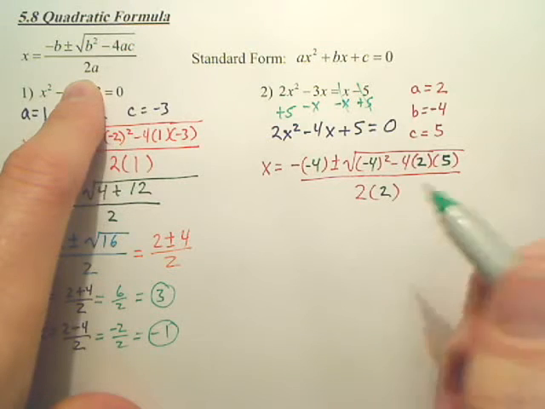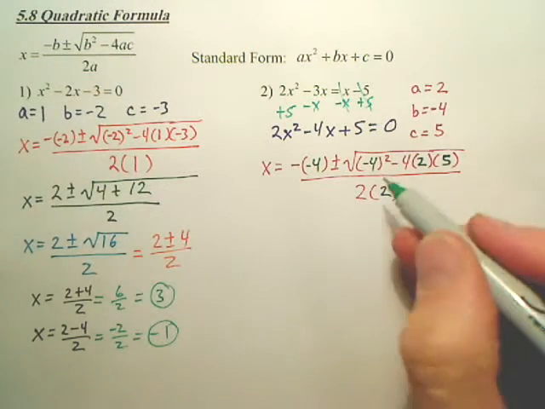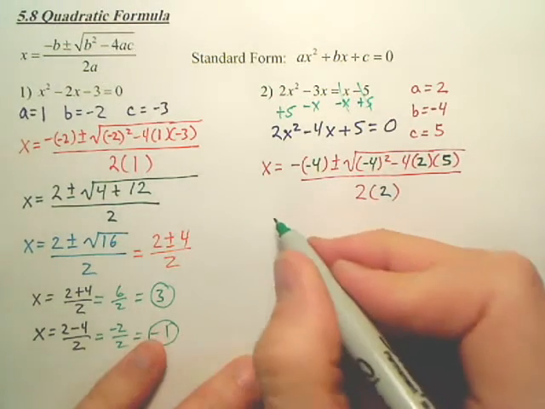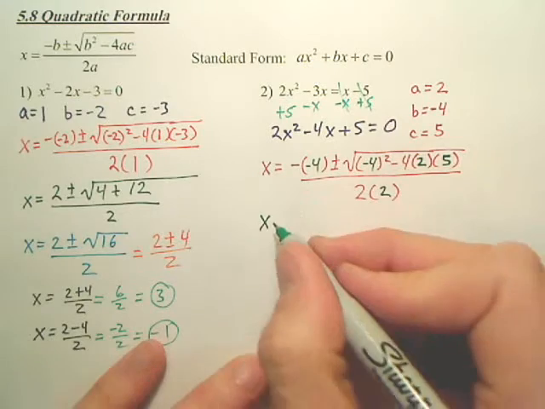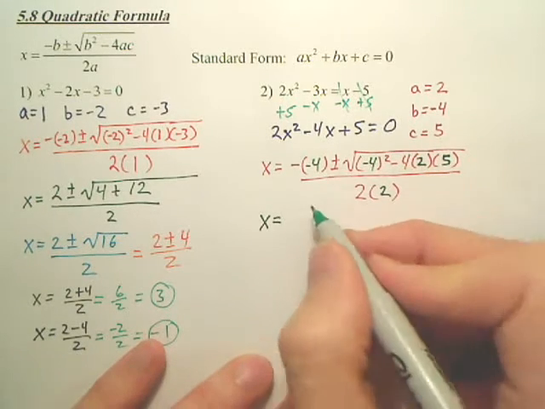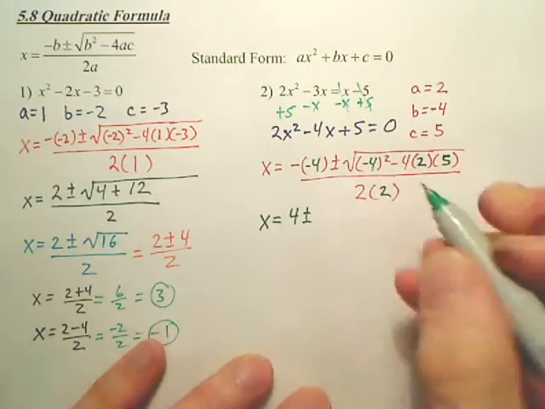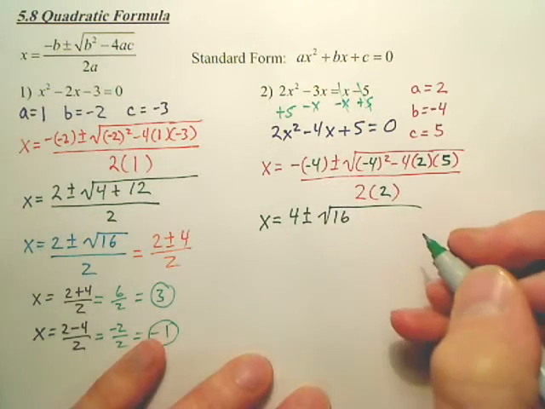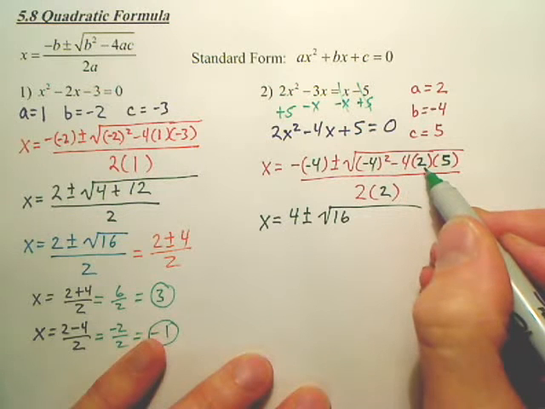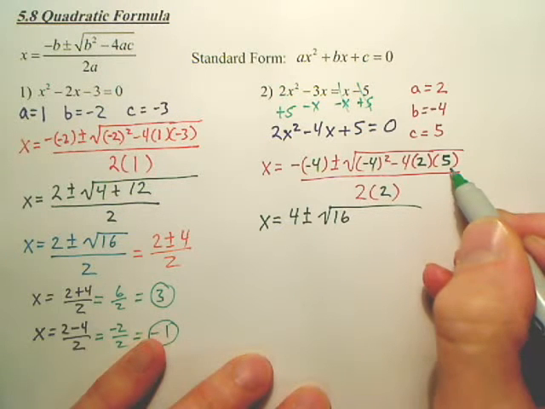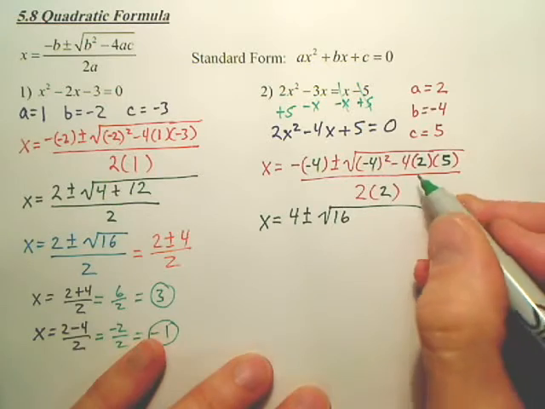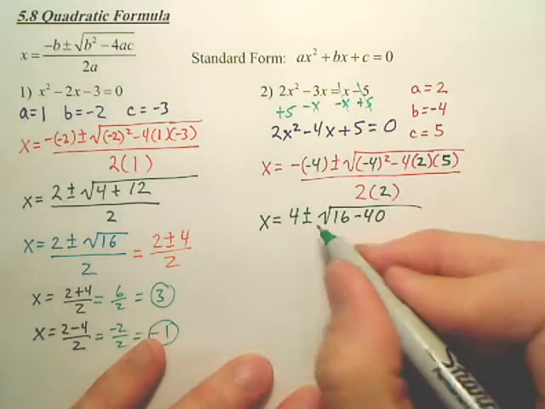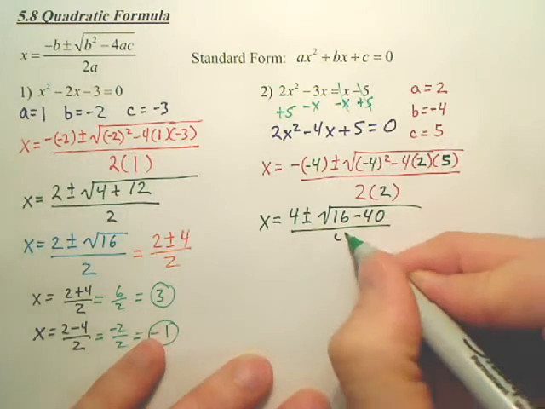You don't have to do it that way. You can write it one by one, whatever you want. I just tend to a lot of times write it with a whole bunch of blanks and then fill in the letters. It's your call. Let's simplify. -4 is +4. -4 squared is 16. -4 times 2 is -8. -8 times 5 is -40. And 2 times 2 is 4.